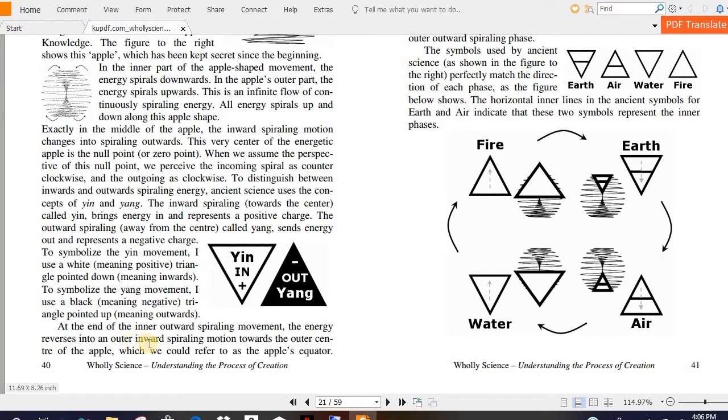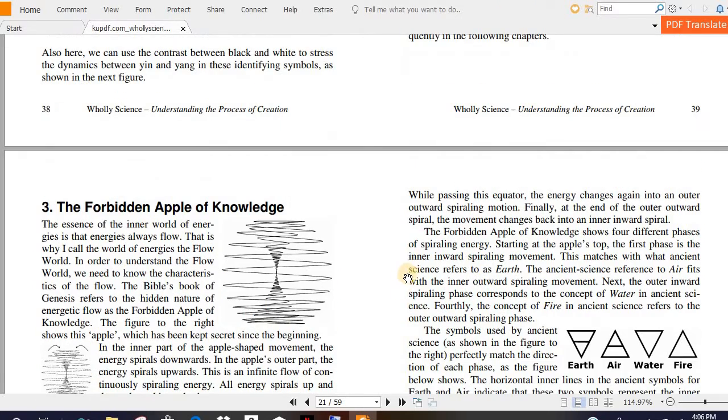At the end of the inner outward spiraling movement, the energy reverses into an outward inward spiraling motion towards the outward center of the apple, which we could refer to as the apple's equator. While passing this equator, the energy changes into an outward spiraling motion. So it goes in and up and out and around and back in again, like a figure eight. Think of a figure eight on its end, like end over end. So it spirals up and goes around and spirals back down and through and then back up again. It's a giant figure eight, but it's a toroidal shape.